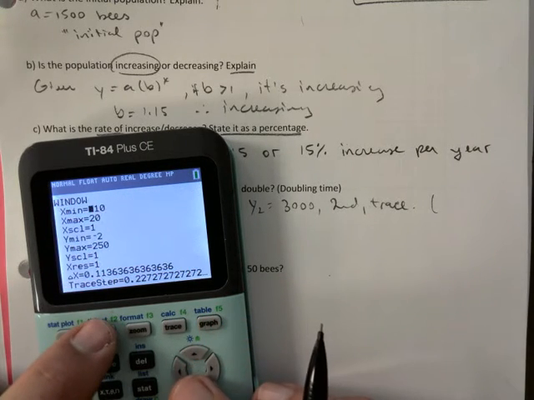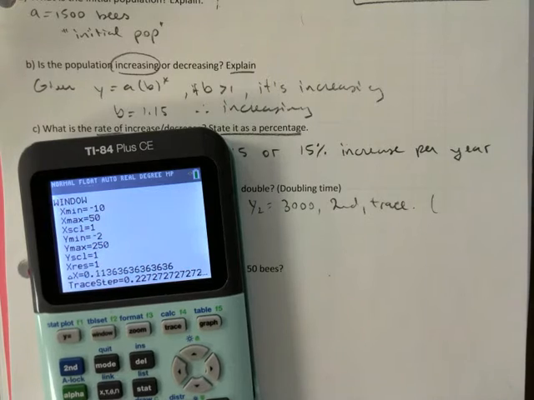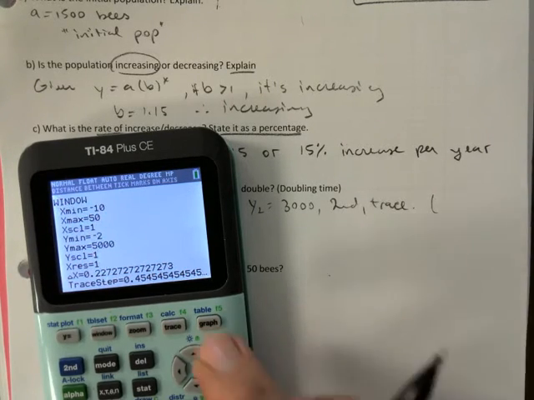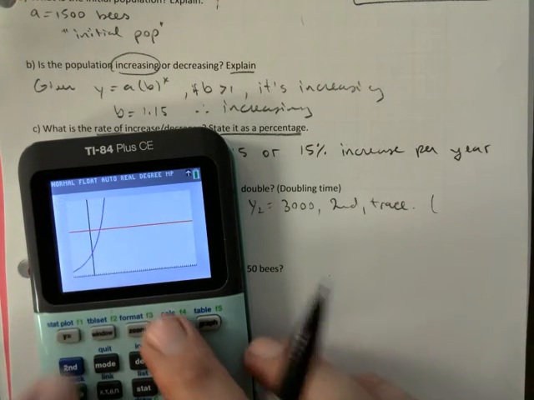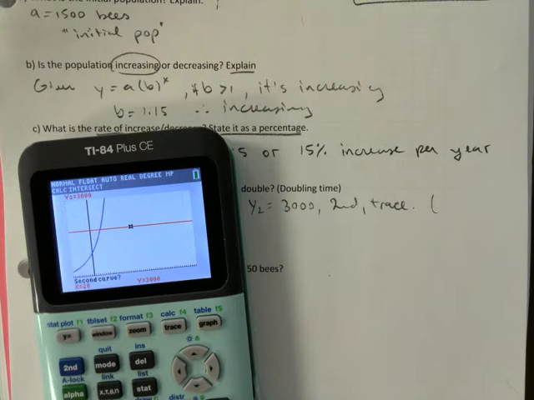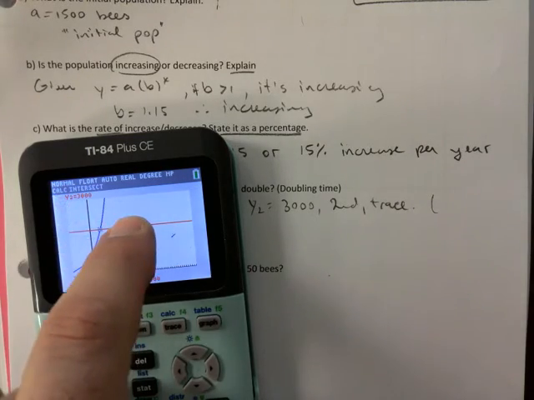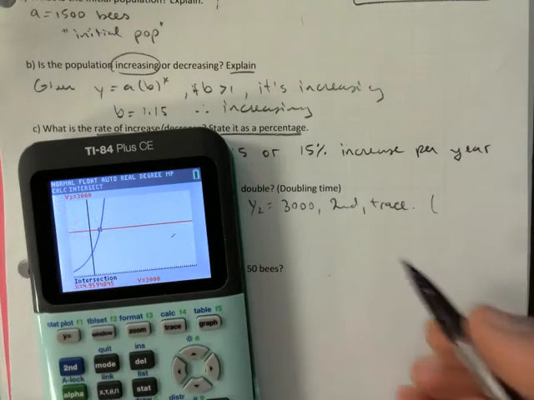My window, I'm going to go 50 here. I know my Y max needs to be way greater than that because it's increasing. There it is. And there's my 3,000 line. Why am I picking 3,000, guys? Because it's double the initial, right? So if the initial had been 100, my doubling time I would have to use 200 as my y value, right? So just go by whatever the initial population is.